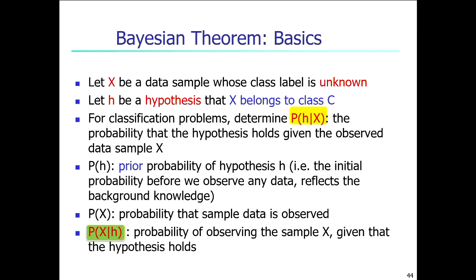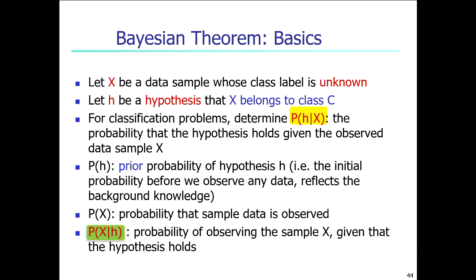You observe X, you calculate the probability of H. Okay? And the probability of H, there's no given X here, is the prior probability of hypothesis H. Okay, it's like the initial probability before we observed anything. It is like if I ask you whether A is a male or female, you can only give a 50% guess. 50% probability it's a male, and another 50% it's a female.